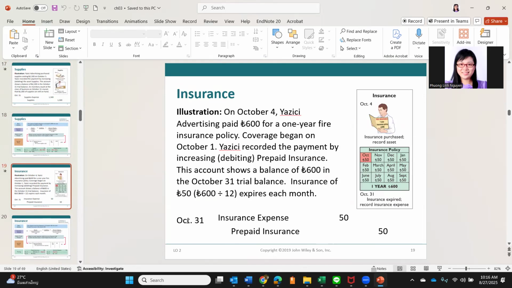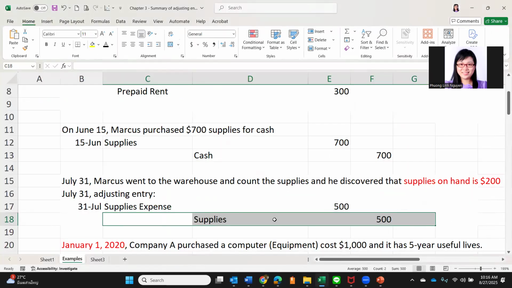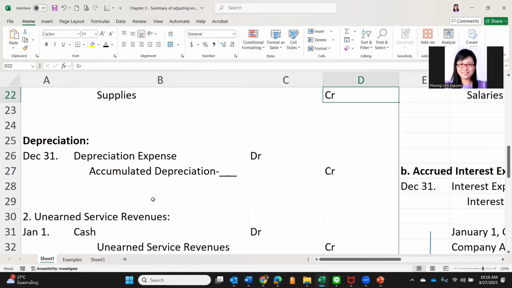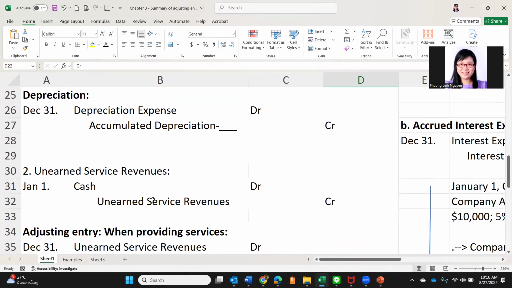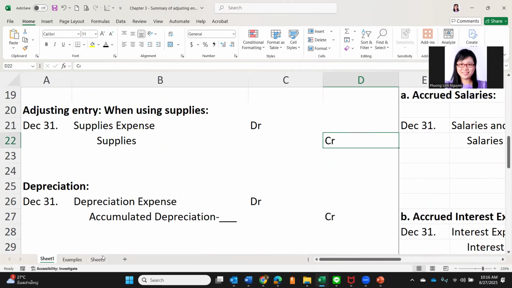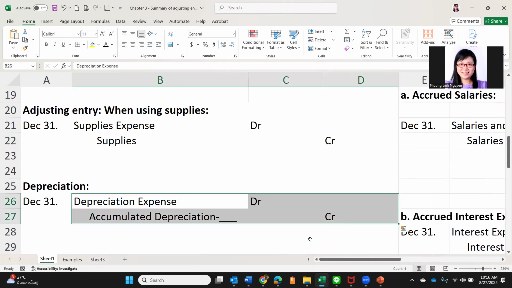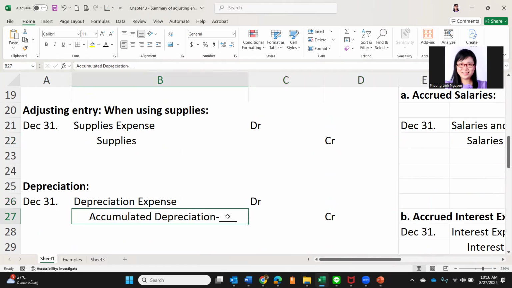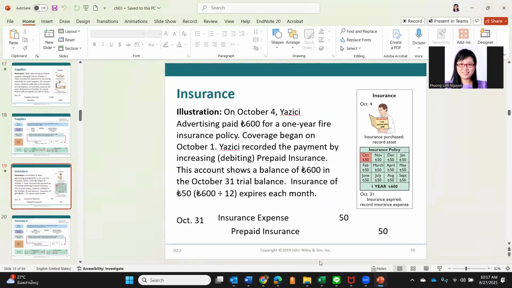Now let's look at the next one, which is depreciation. Okay, so the adjusting entry for depreciation expense is that we debit depreciation expense and credit accumulated depreciation. This is for, we will enter here whether it's the building, equipment, or machine. Now, what is depreciation expense?